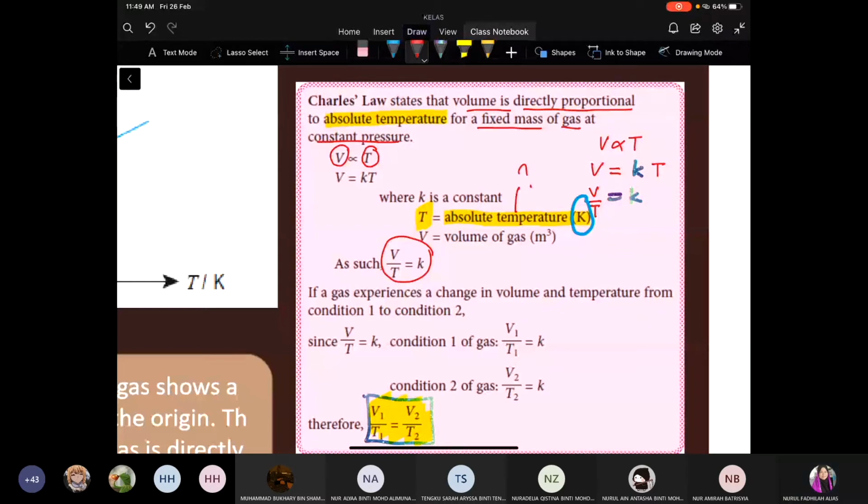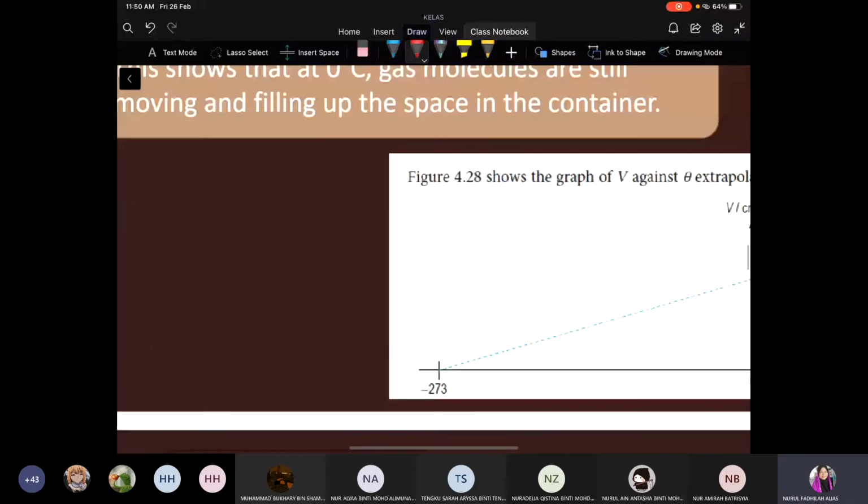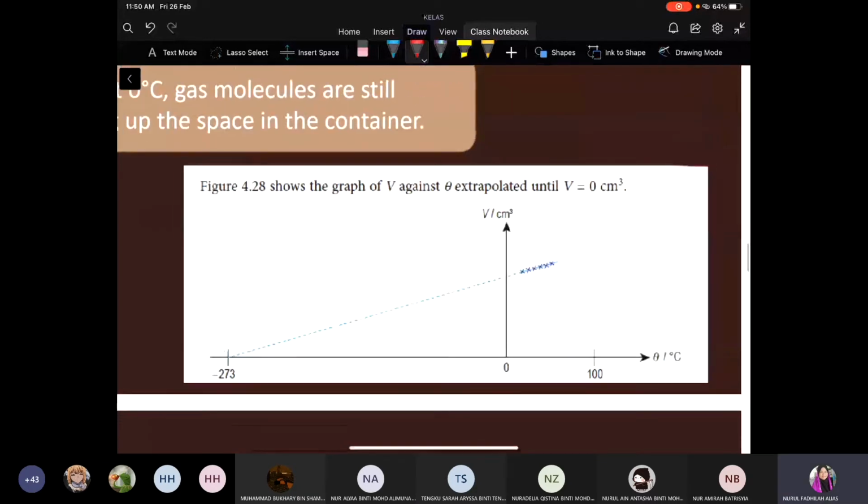Question number 3, this graph. Just now, we mentioned that when temperature increases, volume increases. True or not? Do you agree? Very quiet. Okay. Now, if I have data in centimeter cubic and degrees Celsius, and I plot the data, so these are my data.